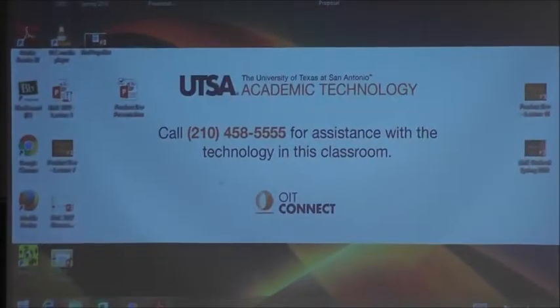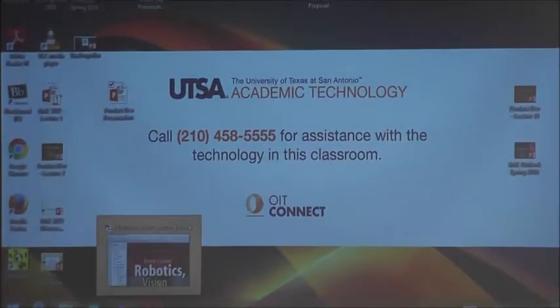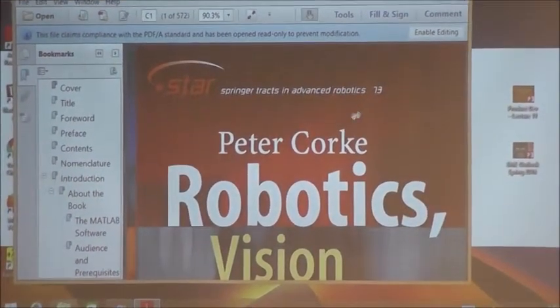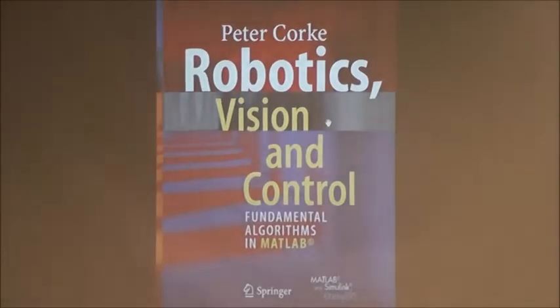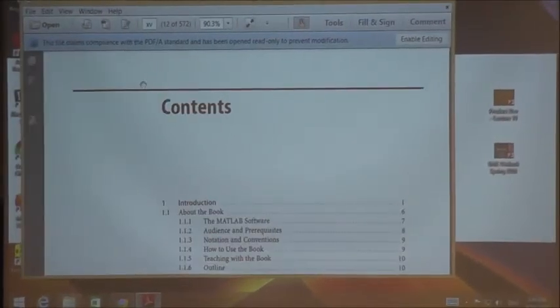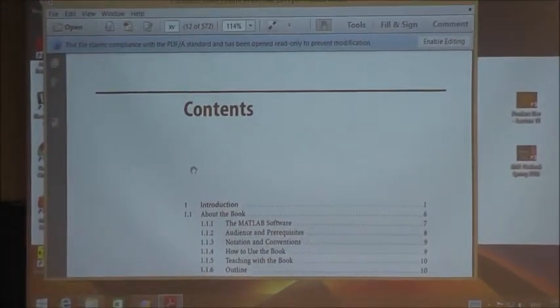Let me go to my station here, and I want to first go to the textbook and describe to you the table of contents of the course, of the book.